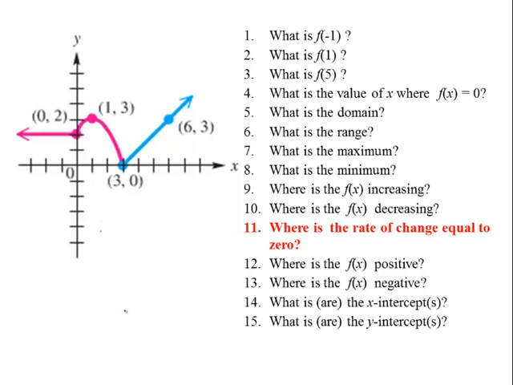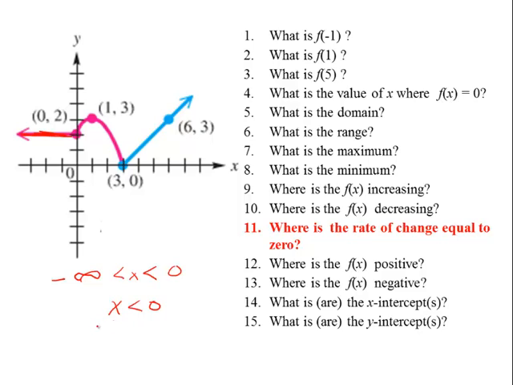Number 11, where is the rate of change equal to 0? That is asking where is the slope 0? And that's in this area right here. So from negative infinity all the way up to 0. Now again, another way of writing this, x is less than 0. These two statements are equivalent.